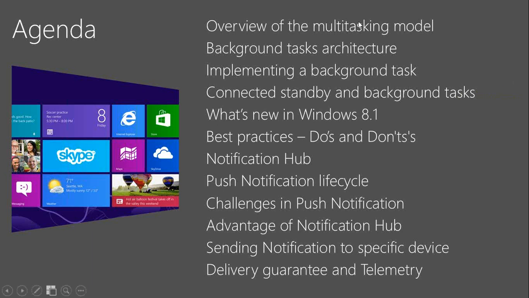The agenda for today's webinar is first the overview of the multitasking model. So basically, if we have to understand what a background task is and why we need to use background tasks, we have to take an overview of the multitasking model. Next will be background task architecture. I will talk in brief about what the key architecture of background tasks is and how it will give us a little bit of clarity in understanding. Implementing a background task, I will show you 3 slides which have some code in them. You don't have to write down the code, but you can understand it better.